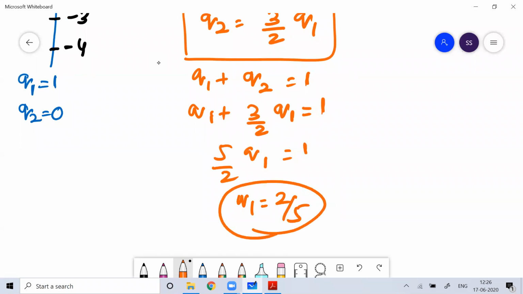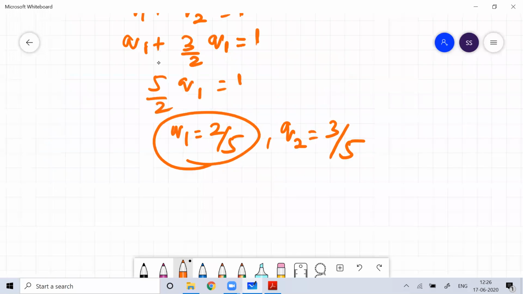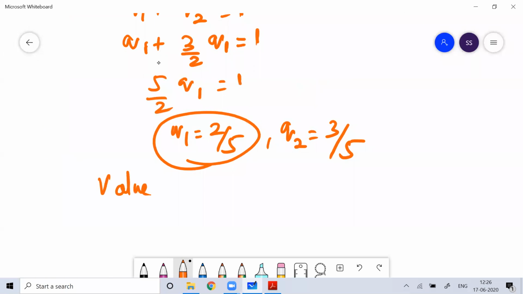You will get 2 by 5. So I can find the Q2 value, which would be 3 by 5. So then I can find the value of the game.